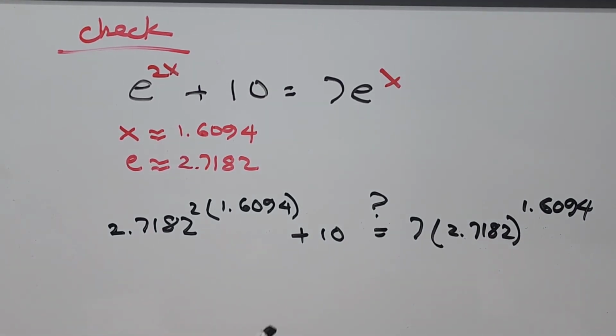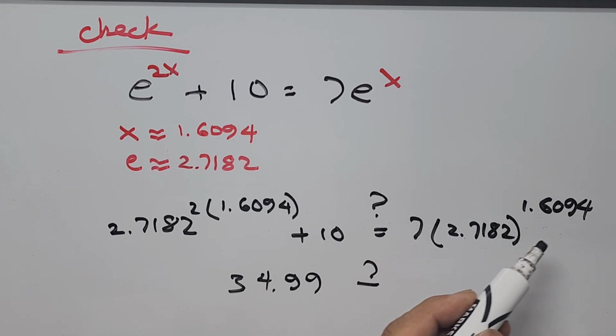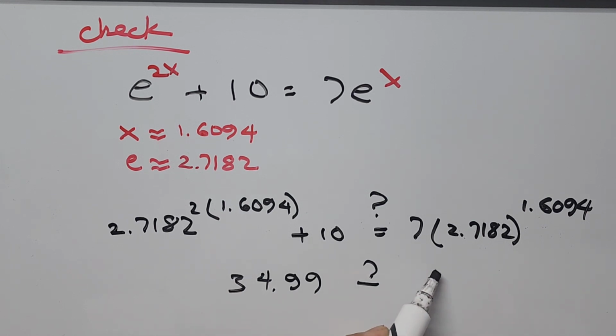So here the left side now equals 34.99. And is this equal to the right-hand side, 7 times the base 2.7182 to the power of 1.6094? The right-hand side is equal to 34.99. So it's the same. This just confirms the first value of x is correct.